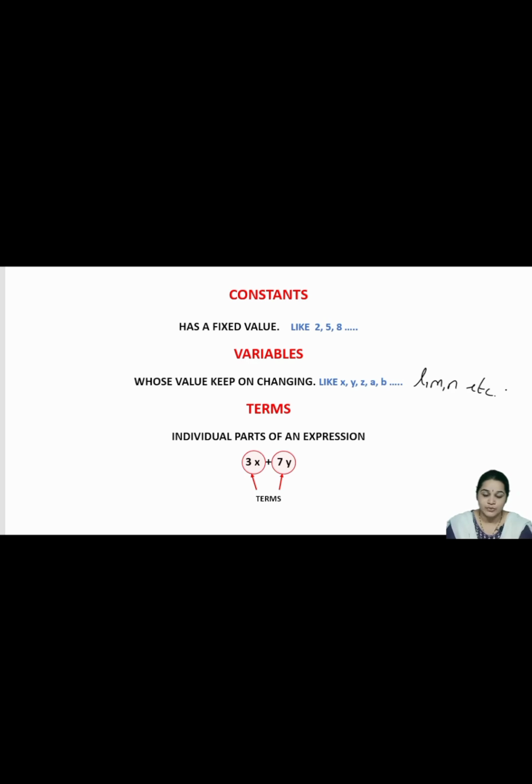Next we come to terms. In any expression, the individual parts are called terms. For example, in 3x plus 7y, 3x is a term, 7y is a term, and these two terms are separated by an arithmetic operator, plus.